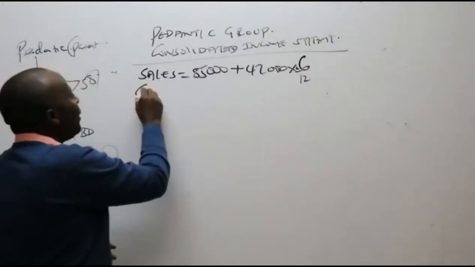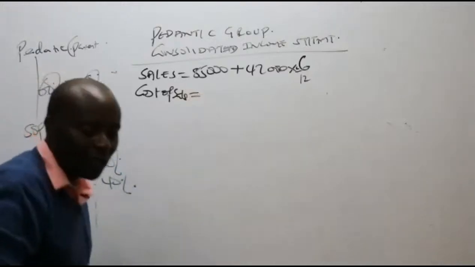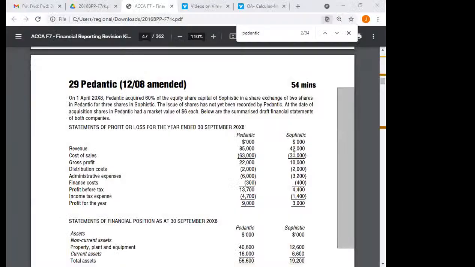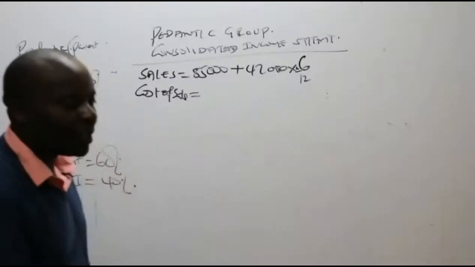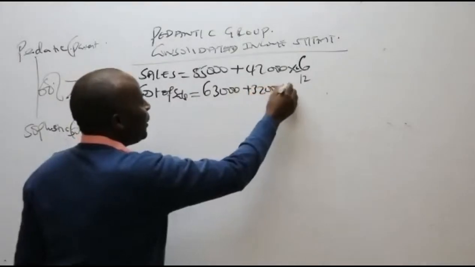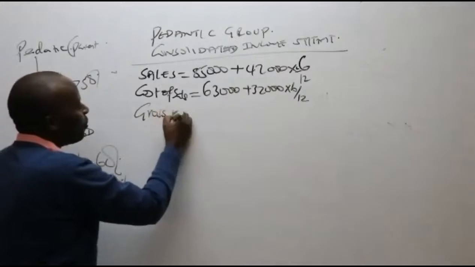Now on to the cost of sales. So for cost of sales, ladies and gentlemen, what do we have? This is what I have here: 63 and 32. Cost of sales, I have 63,000 and 32,000. But now remember, this is for a subsidiary. I leave a little space for gross profit.